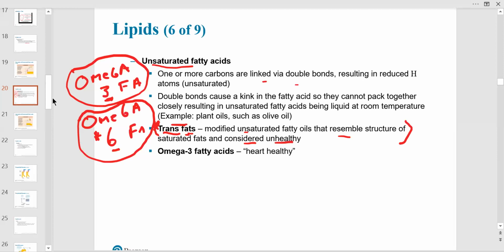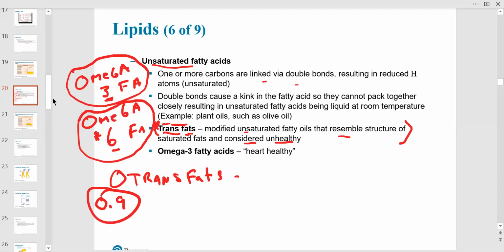And if you read packages, sometimes it'll say 0 trans fats. But sometimes it's misleading, because if it can be less than 1, what if there's 0.9? That's less than 1, but that's still trans fat. So you've got to be careful with that kind of packaging. I think, like the book says here, they just mention omega-3, because that might be the healthiest.